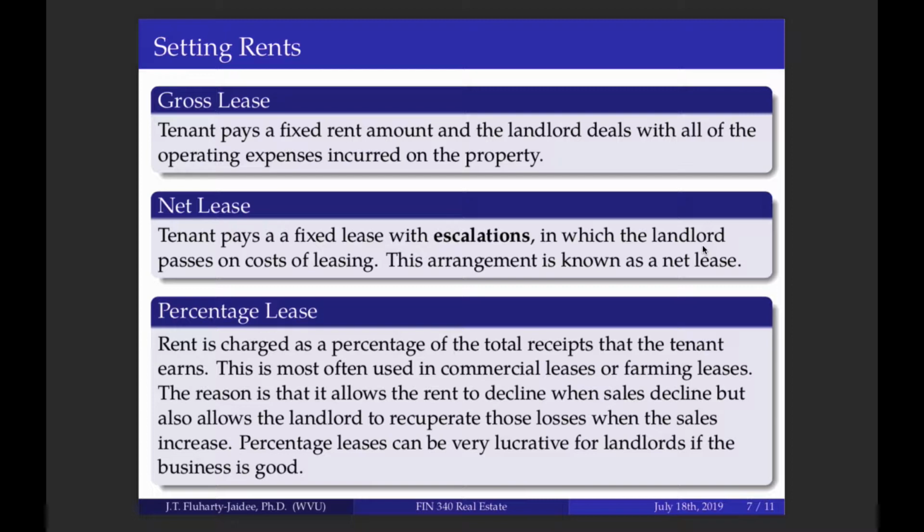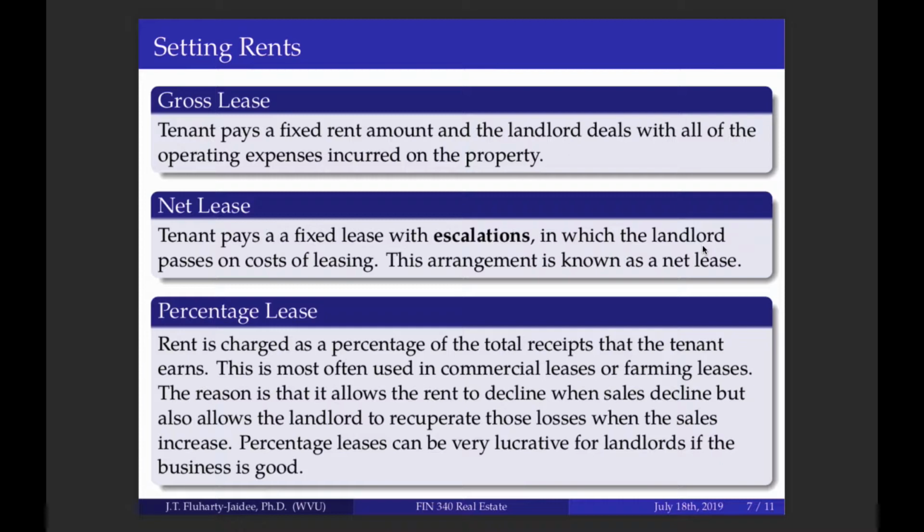The gross lease is one where the tenant pays a fixed rent, and this is the most common. Then the landlord is going to deal with all of the operating expenses which are incurred on the property. So if there's property taxes, maintenance fees, expenses, so the landlord has to mow the grass or fix the easement rights of the road, the driveway, prune the bushes, etc. Okay, repair fixtures in the apartment. Under a gross lease, the tenant's not going to pay for those. They will only pay the fixed amount of rent, and the landlord has to deal with everything else.